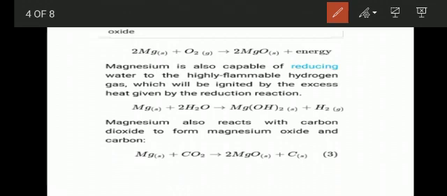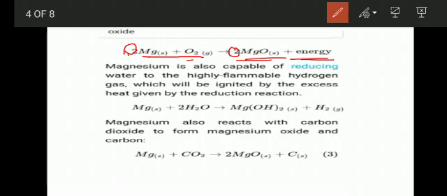When magnesium is burnt, it reacts with oxygen in the air and forms magnesium oxide, and bright light is released. Here we are mentioning that as energy. You have seen this in the experiment already, and this 2 is given over here for balancing the equation. Balancing of equations you will learn in your higher classes. Now just learn the chemical change that is occurring: Mg plus O2 gives MgO plus energy, the bright light that is released.